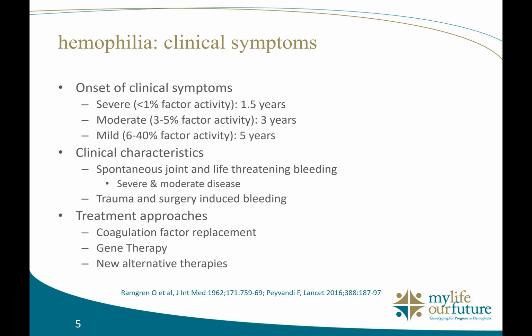And if a child is not diagnosed at birth, they present on average at about 1.5 years. And then as the hemophilia becomes more mild, the presentation is later. For those who have severe and moderate disease, if they are not treated prophylactically with factor infusion or other therapy, they have spontaneous joint and life-threatening bleeds. And all patients are at risk of trauma and surgery-induced bleeding.